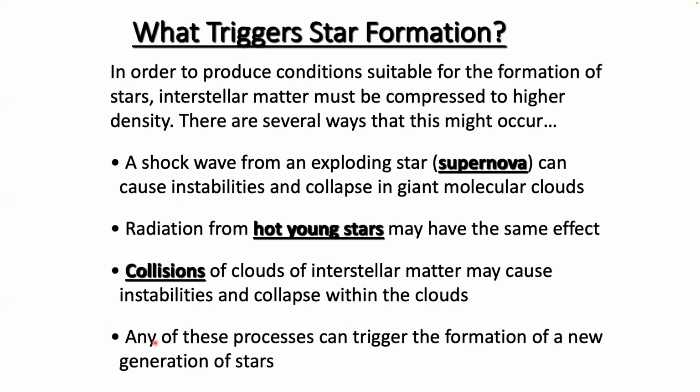And also the third way is collision of clouds of interstellar matter, which may cause instabilities and collapse within the clouds. So there, it is this condition. I mean, you may have collisions between these molecular clouds, which can also lead to different instabilities. However, the primary condition is if there is any method that could make different instabilities in these molecular clouds, which will lead to an increase in densities in certain regions, that will trigger the formation of a new generation of stars, right?